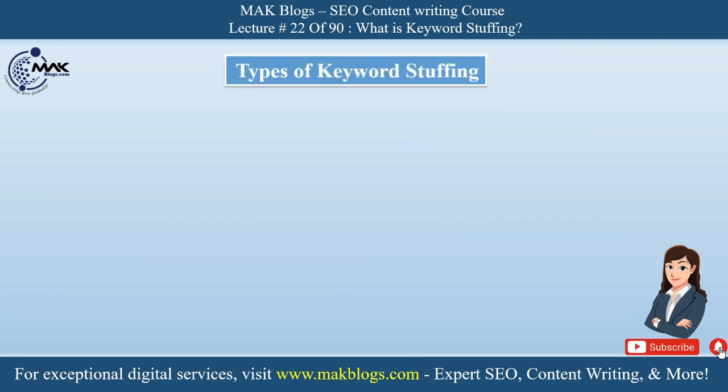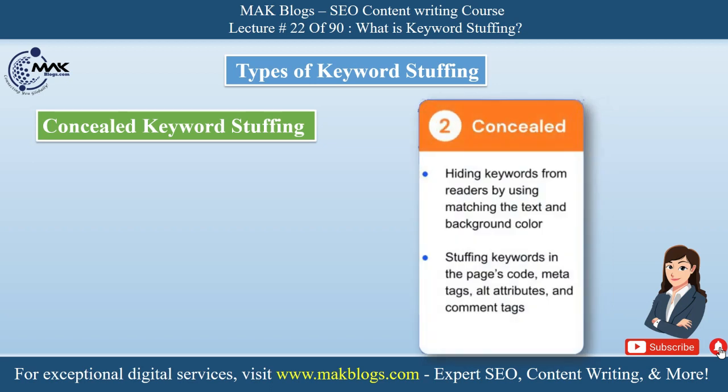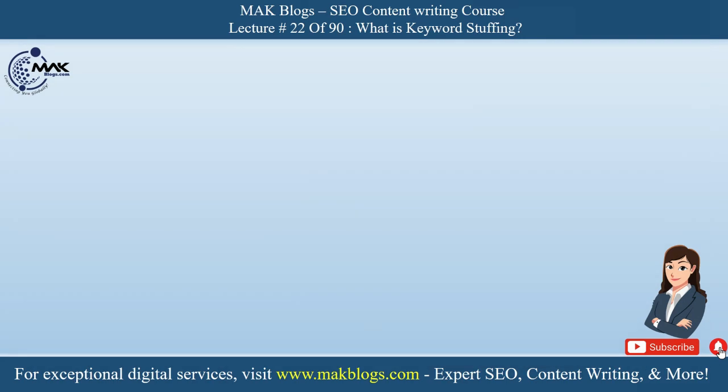Next, we have concealed keyword stuffing. This occurs when keywords are hidden from the user's view, often by making the text the same color as the background or using tiny font sizes. This is an attempt to manipulate search engines without providing value to users.